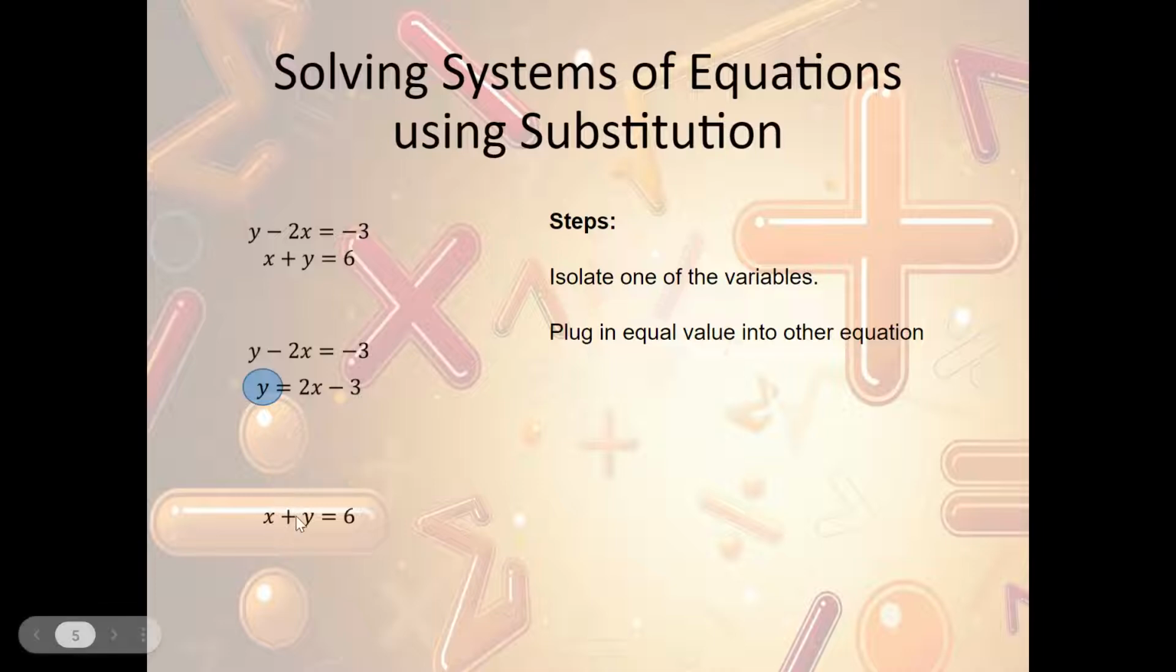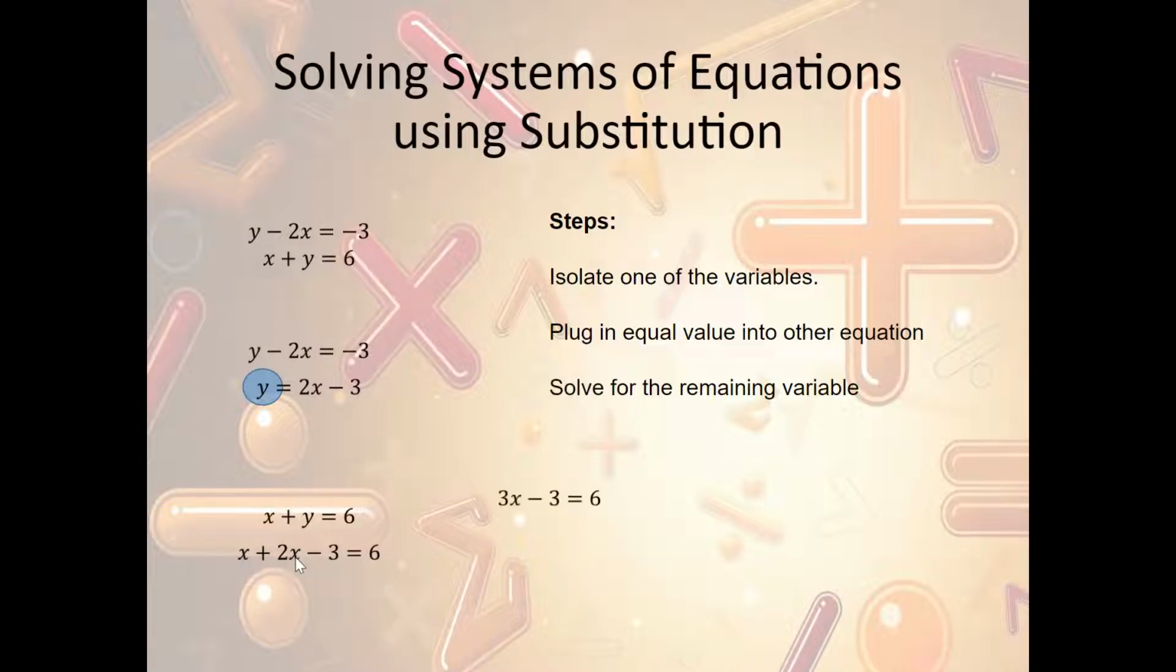So I have x plus y equals 6. But y is really equal to 2x minus 3, so I'm going to plug that in for y. Now it says x plus 2x minus 3 is equal to 6. Now I can solve. I'm going to combine like terms. x plus 2x is 3x, so I get 3x minus 3 is equal to 6.